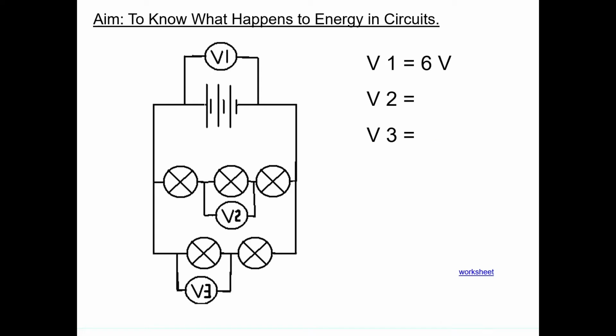Similar situation, V1 is 6 volts. Okay, so the middle row, 6 divided by 3 is going to be 2 volts. And the bottom row, 6 volts divided by 2 is going to be 3 volts. V2 is 4. So if V2 is 4, well, there's 3 bulbs, so it must be a total of 12 volts across that middle row. On the bottom row, it's got to be 12 dropped, so therefore each of them is going to be 6.